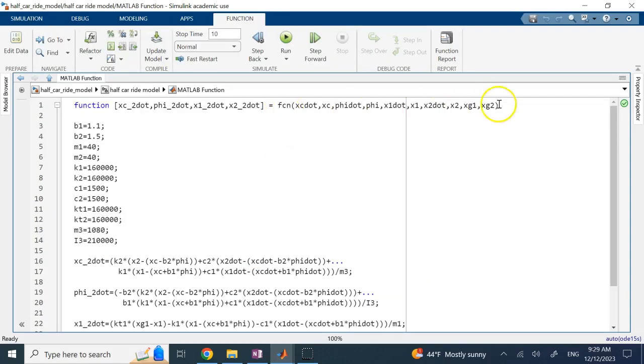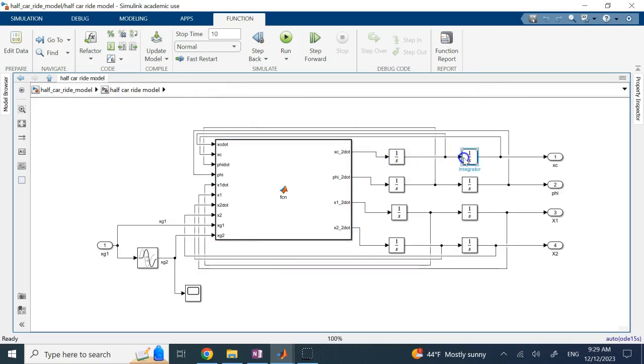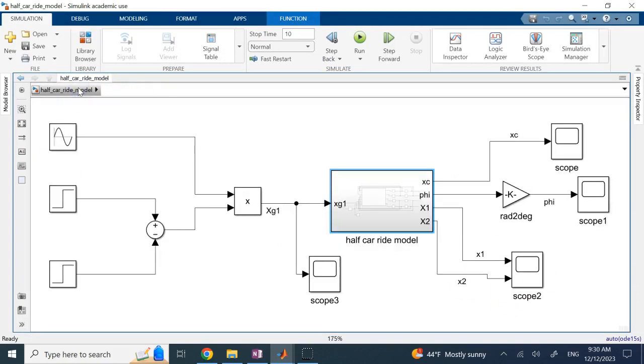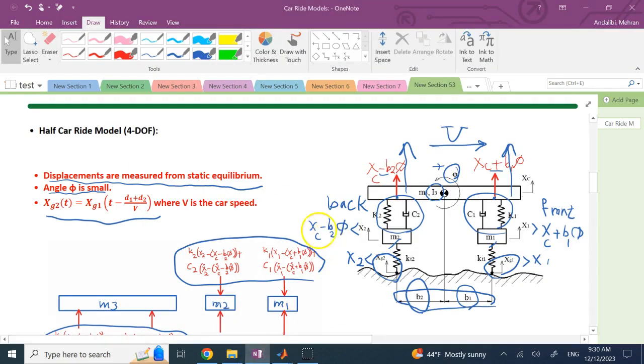The inputs are the positions and the velocities. The outputs are the accelerations, where those accelerations are sent to two integrators to get the velocities and the positions back. And they are fed back into the system, and my initial conditions are all considered 0 in this case. And so I convert my angle into degrees to see it. The other x1, x2, and xc are just in meters, okay? So that is my total physical system.